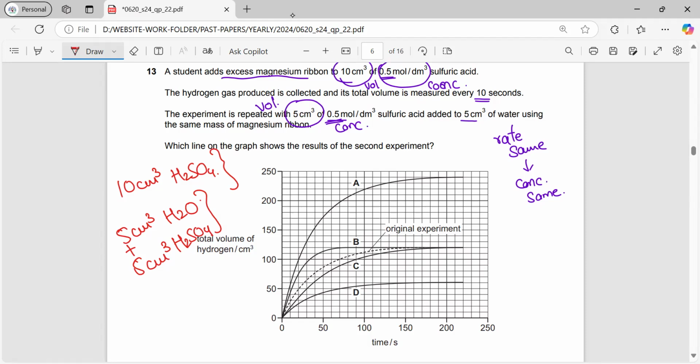So that means that the concentration of the acid is decreased. If the concentration is decreased, it becomes dilute. Previously, it was almost concentrated. Now it is a little bit dilute because we have added water to it. So the reaction will be slower. The answer will be C or D.